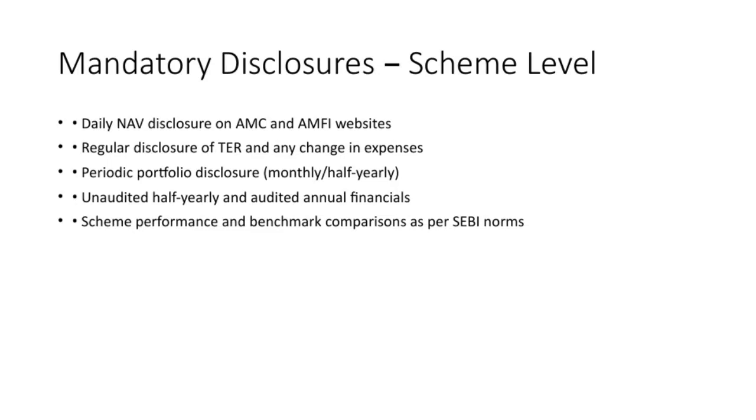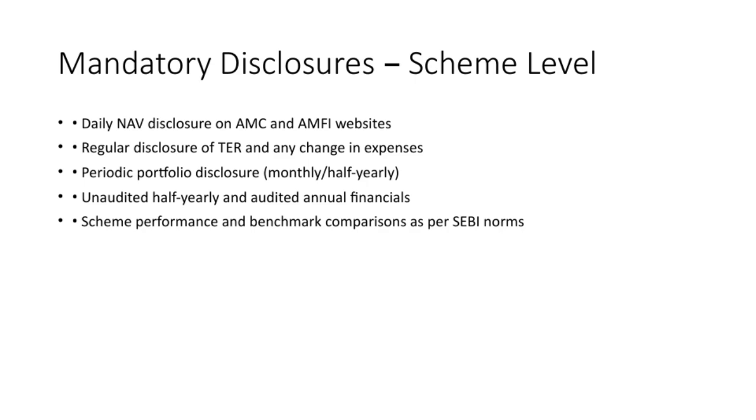Let's now look at some of the mandatory disclosures that we need to make at the scheme level. First, the daily net asset value, or NAV, is disclosed on both the AMC and AMFI websites. This ensures transparency and allows investors to keep track of the scheme's value every single day. Next, we have the regular disclosure of the total expense ratio, or TER, along with any changes in the expenses. This helps investors understand the cost structure of the scheme and stay informed about any adjustments that might impact their returns.